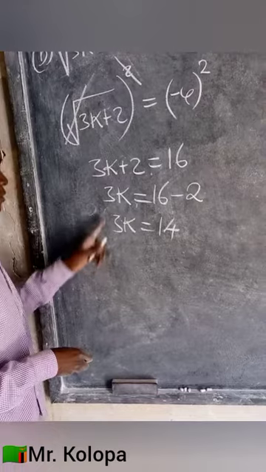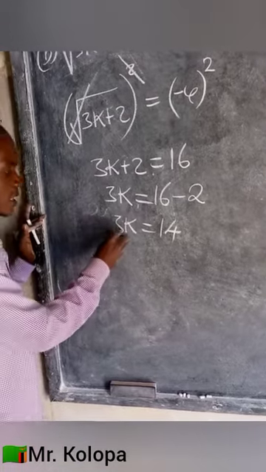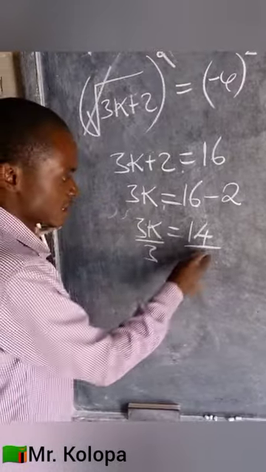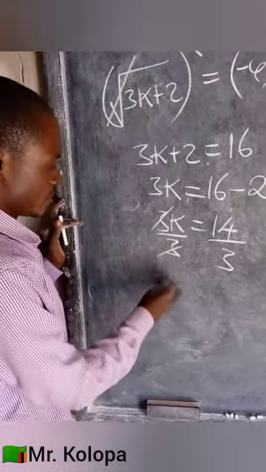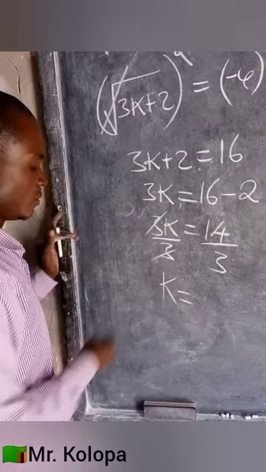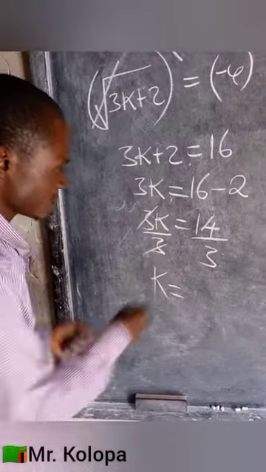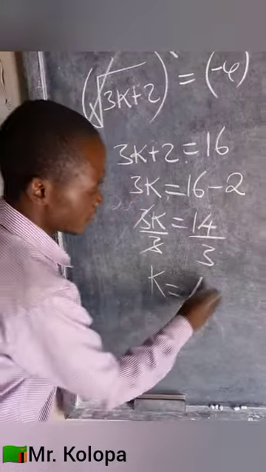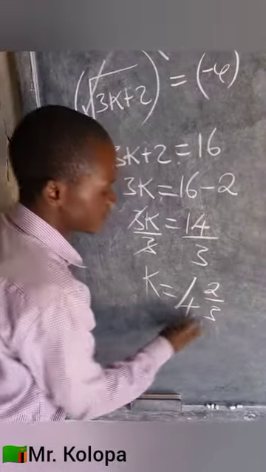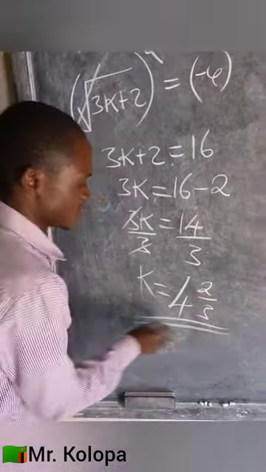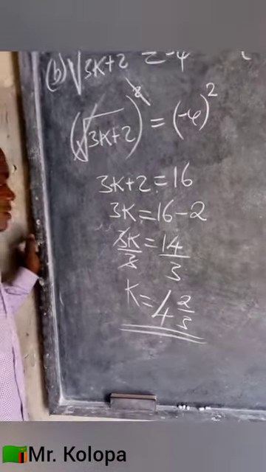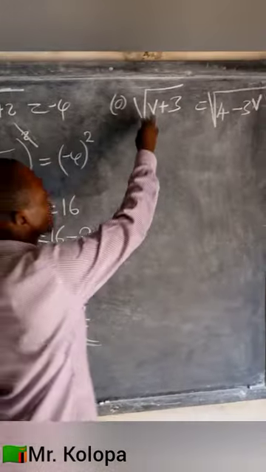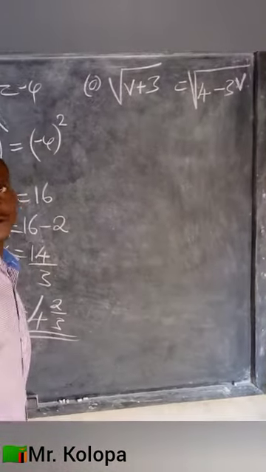Then for us to remain with k, we divide both sides by the number which is with k, which is 3 in this case. So k will be equal to, you can leave your answer as a mixed fraction, 3 into 14, you get 4, remainder 2 over 3. And that is our answer on question B. Let's look at the last one now, where we have the square roots both sides.